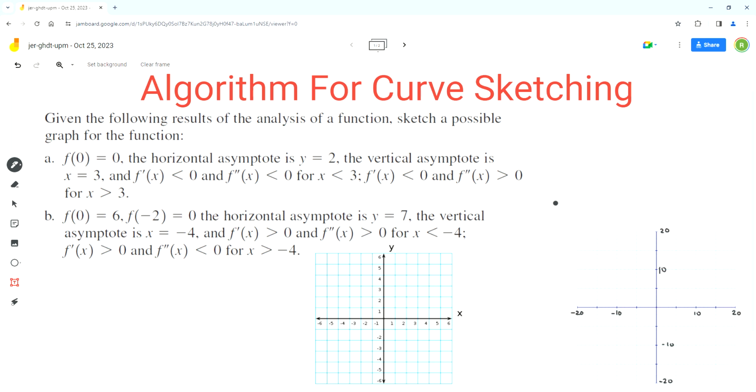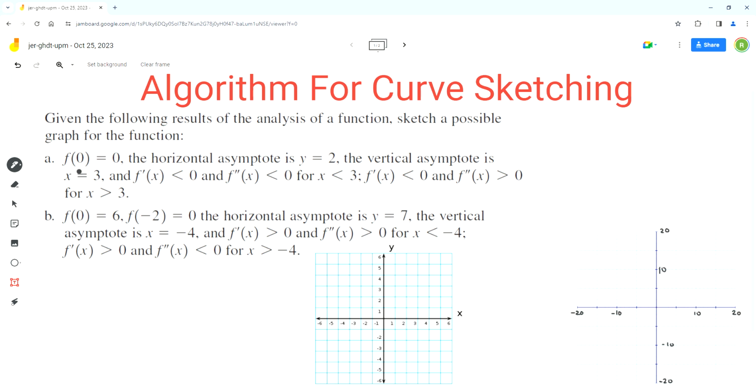So in this video, we'll solve this problem using the concepts of derivatives. As per the problem, given the following results of the analysis of a function, sketch a possible graph for the function. So we have to sketch a graph for part A and part B. So let's start with part A.